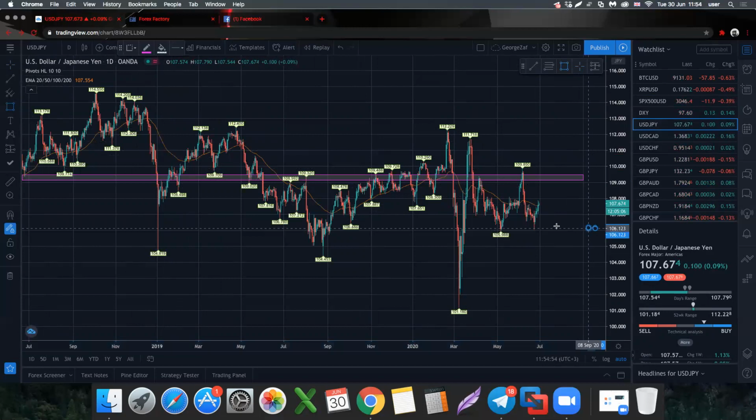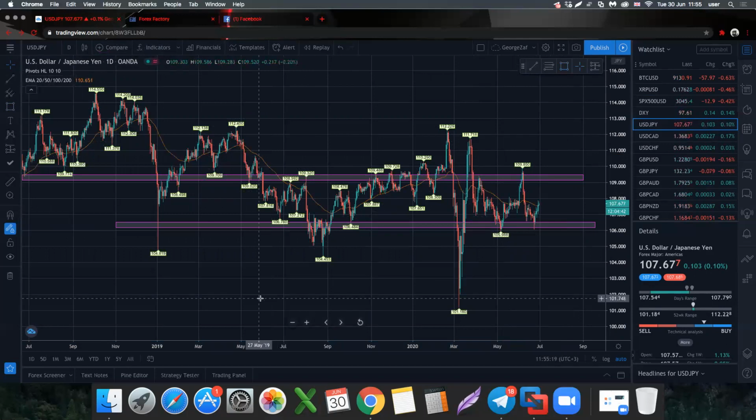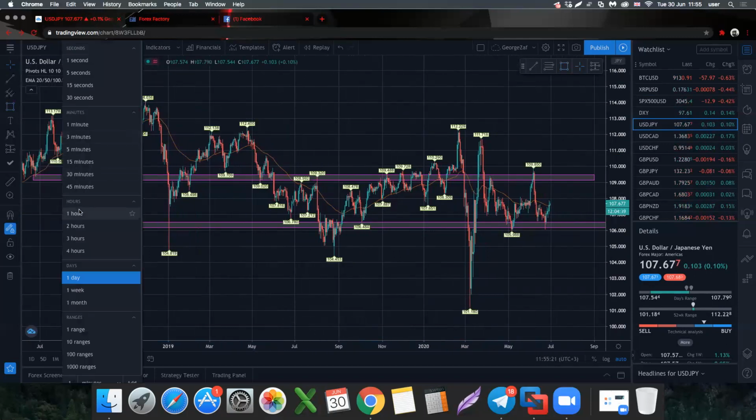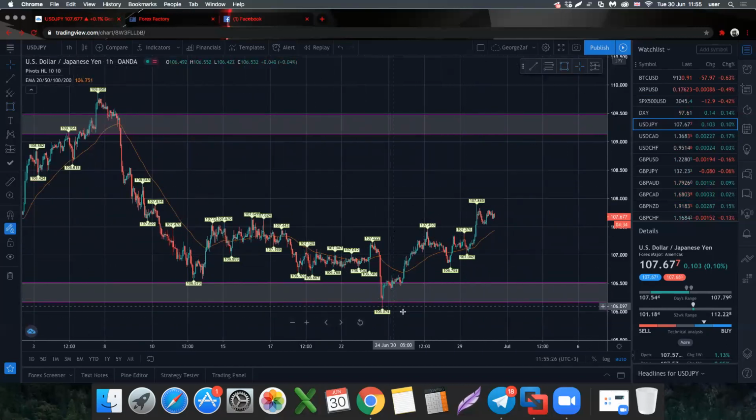Another one is here. All this level, support, support, broke it, but it came back, support, support. The bigger one is here, but I'm not going to draw it right now. So I draw the support and resistance on day 1, and then I go back to 1 hour. Look at the support and the resistance. We're in the middle.